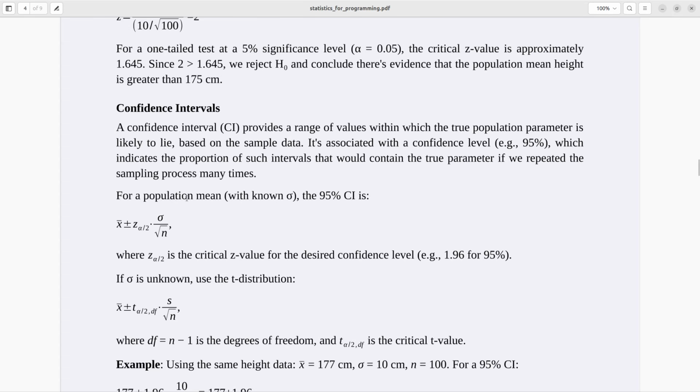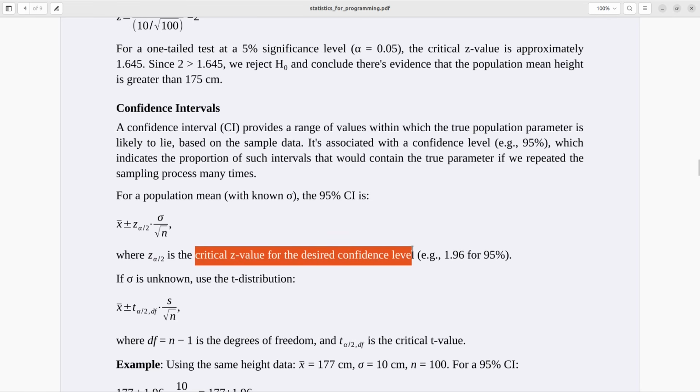So for a population mean with a given population standard deviation, the 95% confidence interval is that one. X bar, coming from the data, plus or minus Z alpha over 2. Alpha over 2 is just alpha divided by 2, and we look for the critical Z value by using alpha over 2 here, okay? And this sigma is just the population standard deviation given already, and n is the number of samples that you take from a population. So Z alpha over 2 is the critical Z value for the desired interval.